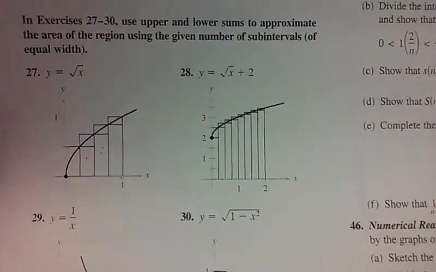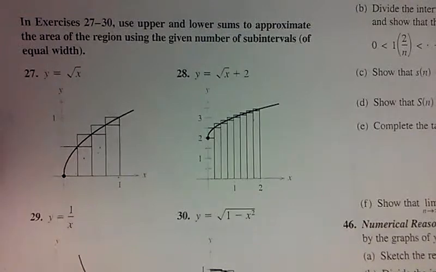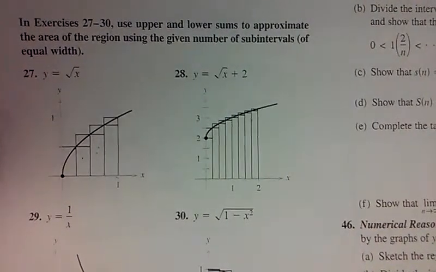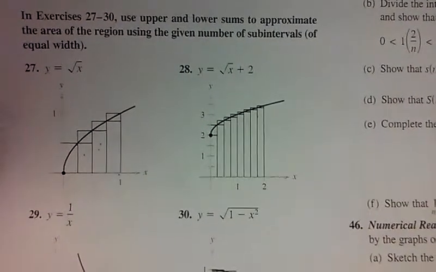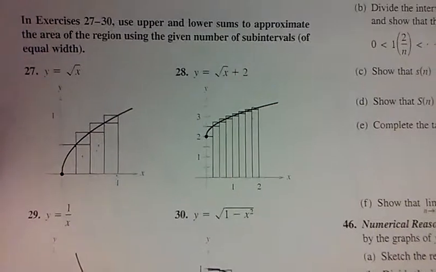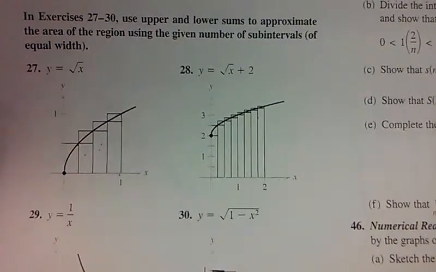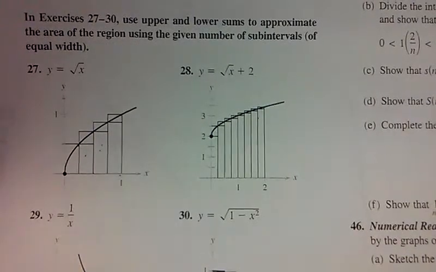All right, guys, let's take a look at number 28. For number 28, notice it's y is equal to the square root of x plus 2. It says use upper and lower sums to approximate the area of the region using the number of subintervals. Notice that the interval goes from 0 to 2, and it's broken up in increments of 0.25.